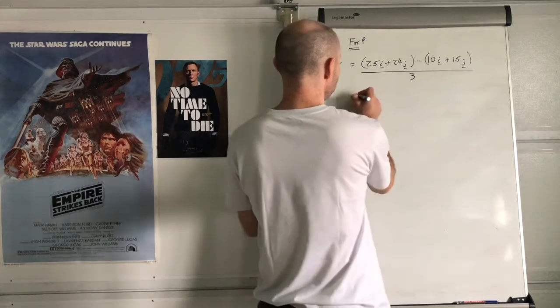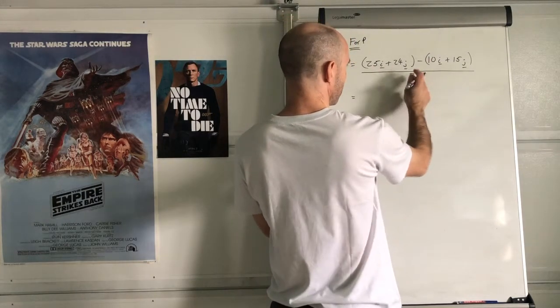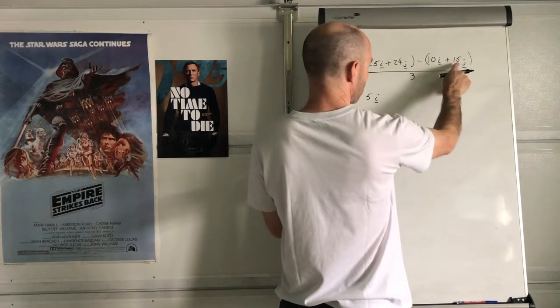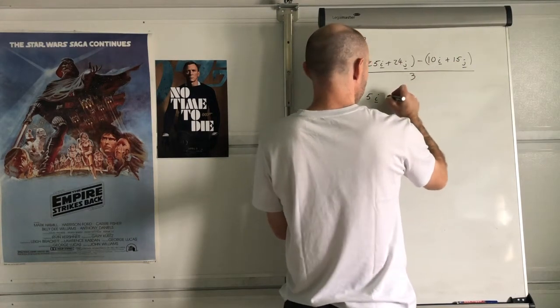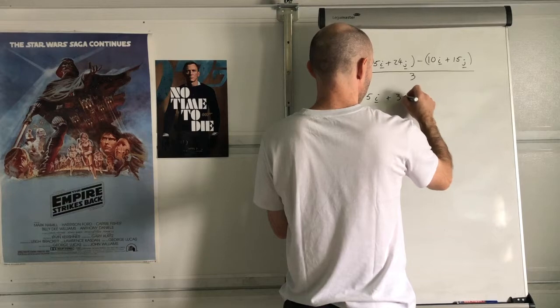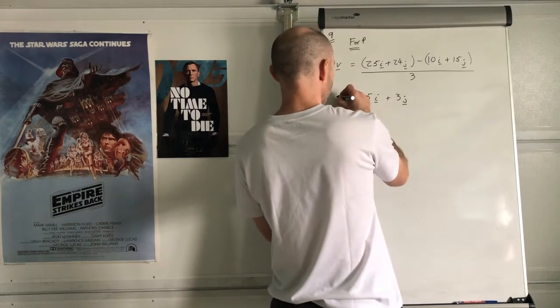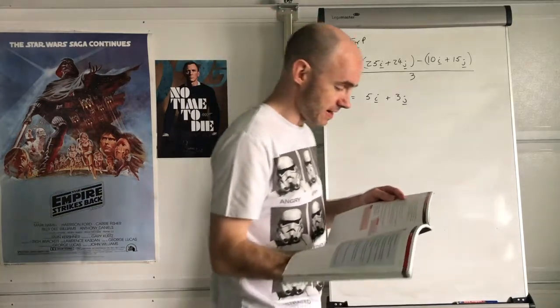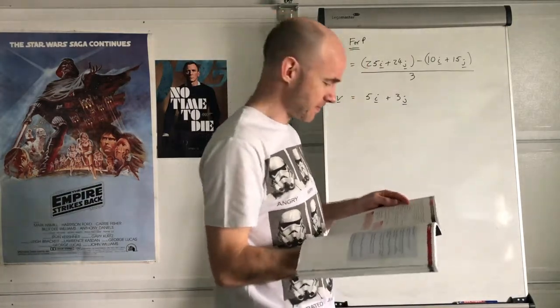So we've got 25 subtract 10 is 15, divided by 3, so it's 5i, and 24 subtract 15 is 9, divided by 3, so that's 3j. Okay, so that is the velocity of P, and that's answer to question A.